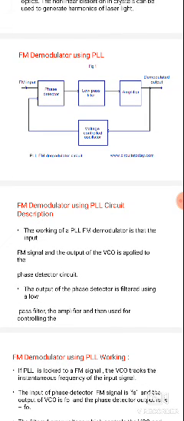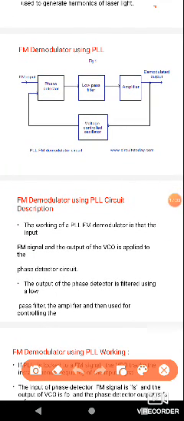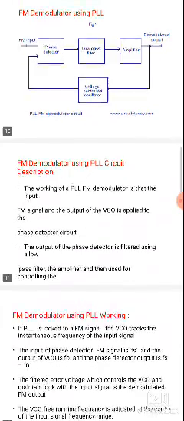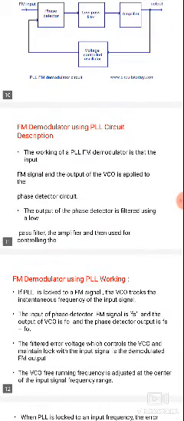So, the circuit description of the FM demodulator using PLL: the working of the PLL demodulator is that the input FM signal and the output of the VCO are applied to the phase detector circuit. Here is the input, and next, the output of the phase detector. The output of the phase detector is filtered using the low pass filter, filtered and amplified, and it is used for controlling the input voltage.